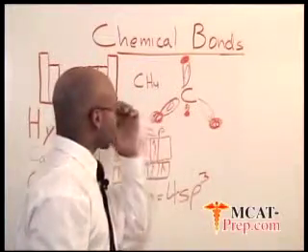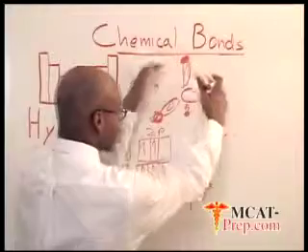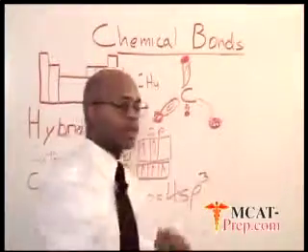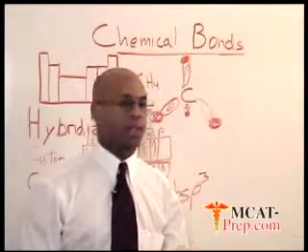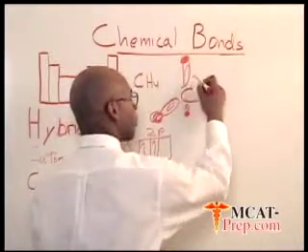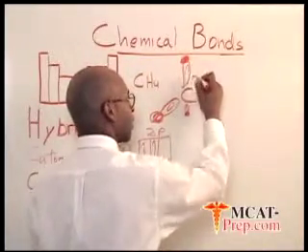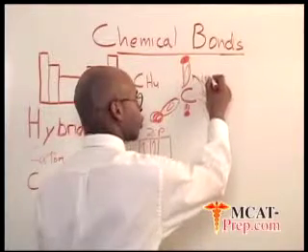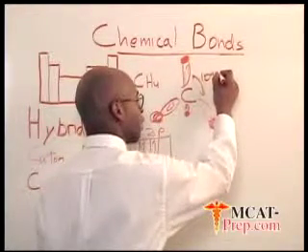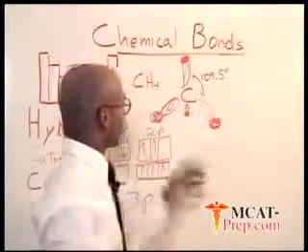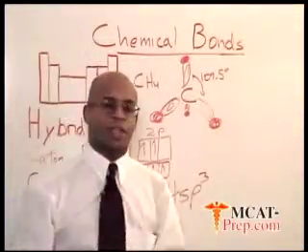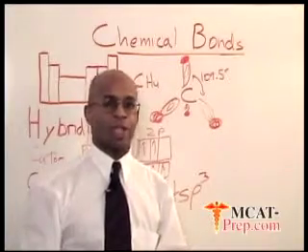Now you will notice that this forms sort of a pyramid-like structure. And this structure is called a tetrahedron. And the angle between these bonds is called the tetrahedral angle, which is 109.5 degrees. It's 109.5 degrees, which is the normal tetrahedral angle.